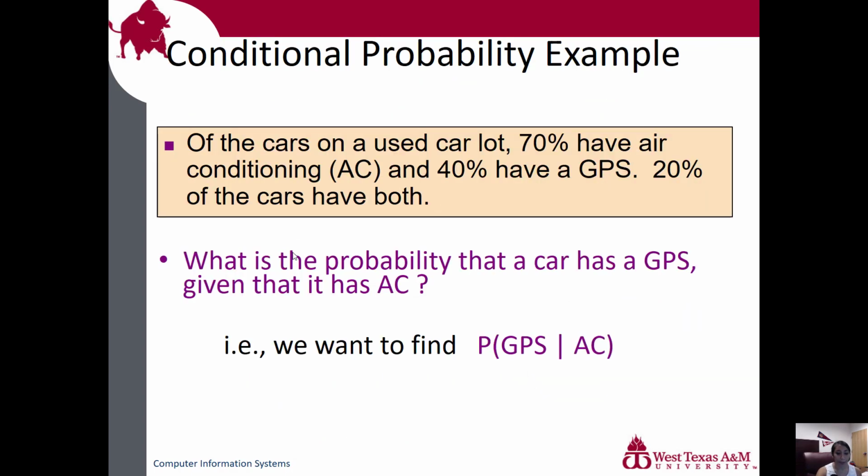So here's an example of the cars on a used car lot. 70% have air conditioning and 40% have a GPS. 20% of cars have both. What is the probability that a car has a GPS given that it has AC? So you have a parameter that you have to fill first, which is that AC.